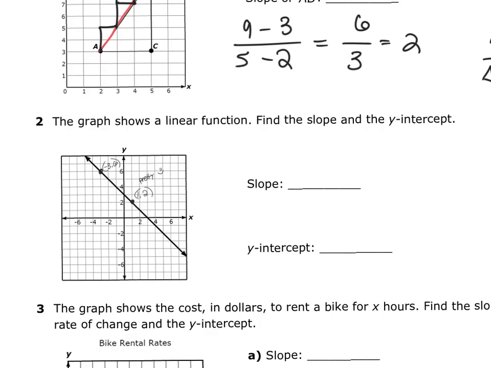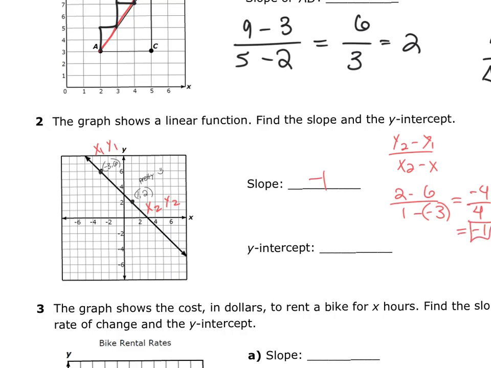I'm going to label them x1, y1, and x2, y2. Let's substitute. We have y2 minus y1 over x2 minus x1. So y2 is 2, y1 is 6, and then x2 is 1, and x1 is -3. There we go. We're ready to subtract. 2 minus 6 is -4, and 1 minus -3, that's the same as 1 plus 3, so that's 4. So that is -1. This line has a slope of -1.